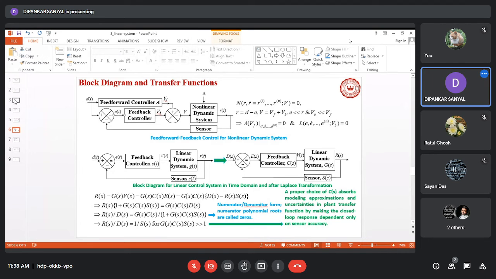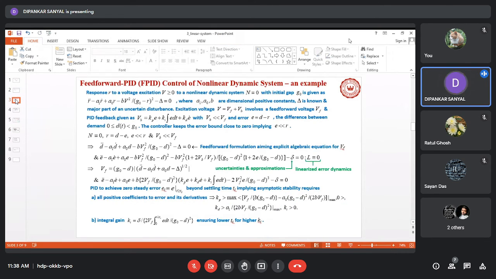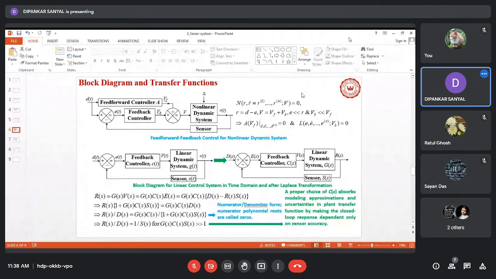So the generalized representation of this example problem has been shown here in a cryptic form, and the lower block basically is essential for the assessment of the stability, where we have the demand and response feedback comprising the error that is processed by a feedback controller, and that drives a linear dynamic system corresponding to the linearized part of the system to generate the response.